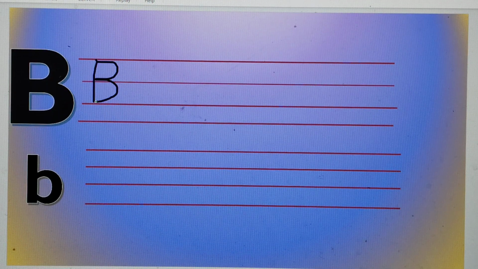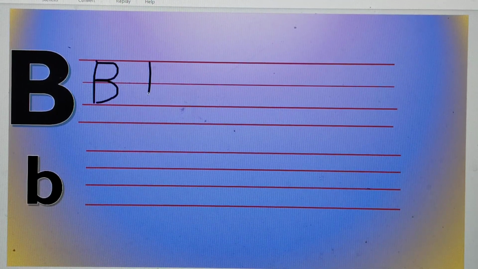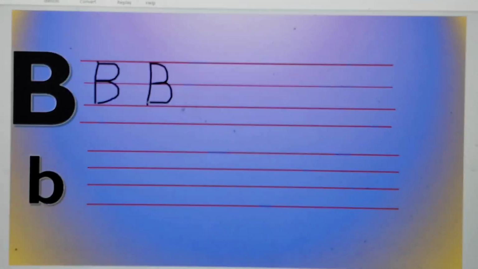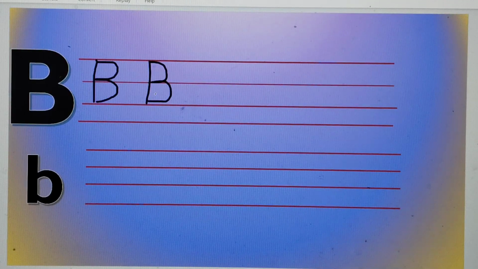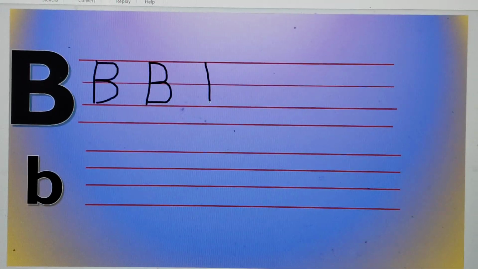One more time. Make a standing line. Then make a curve from one line to second line and another curve from second to the third line. This is letter B. Letter B. One more time. The standing line and two curves.